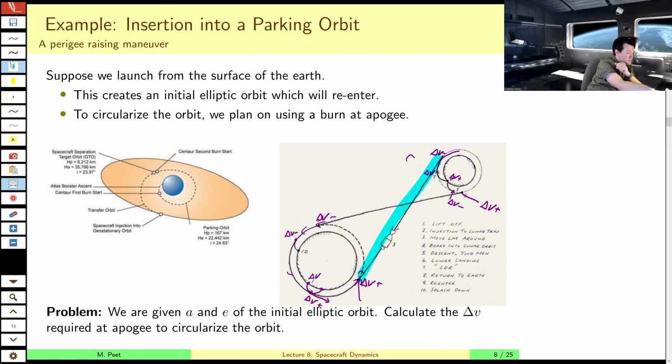Path, path, path, path, another path, another path, right?